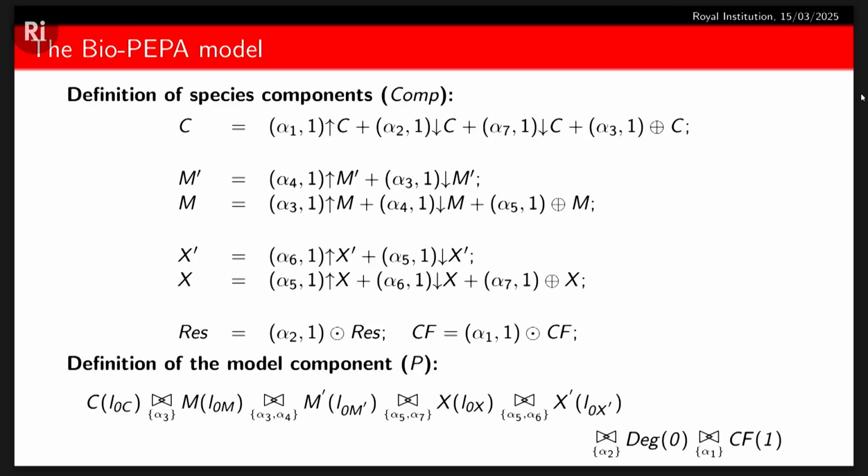And then this is what's called the BioPEPA model. Now, I don't expect you to read this, but just taking the first line, you can see the first reaction, alpha 1, increases the amount of cyclin we have. That's what the up arrows say. Whereas the action alpha 2 decreases the amount of cyclin. And so we can describe our system. We have the next two are the kinase, and then the X equations are for the protease. Okay? And then at the bottom, we describe how those all interact.